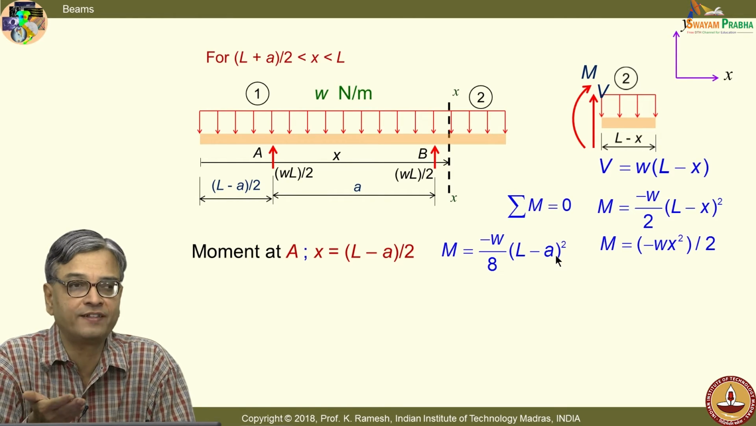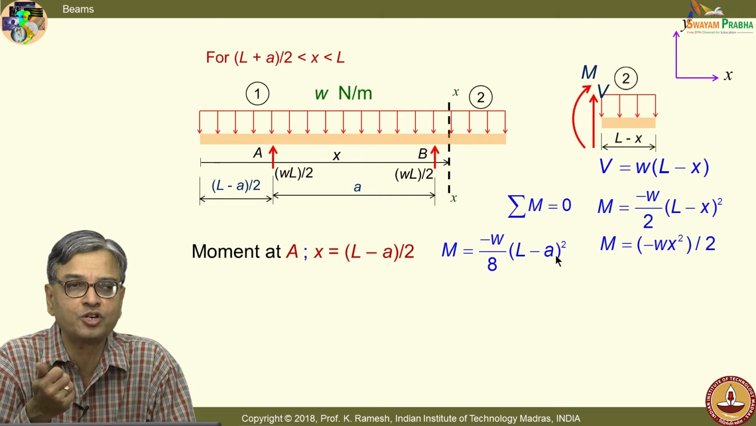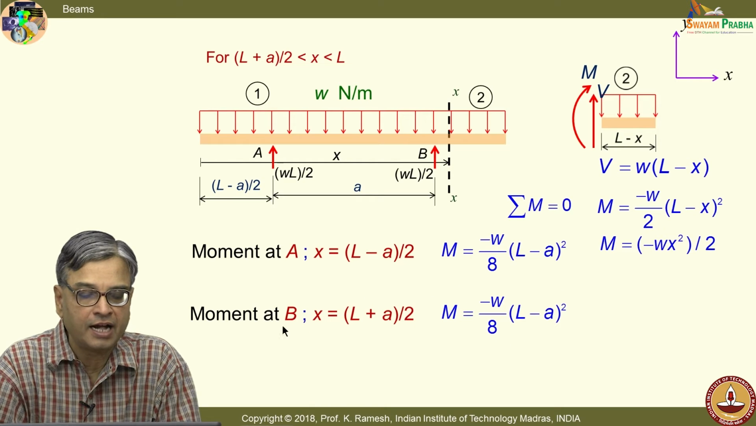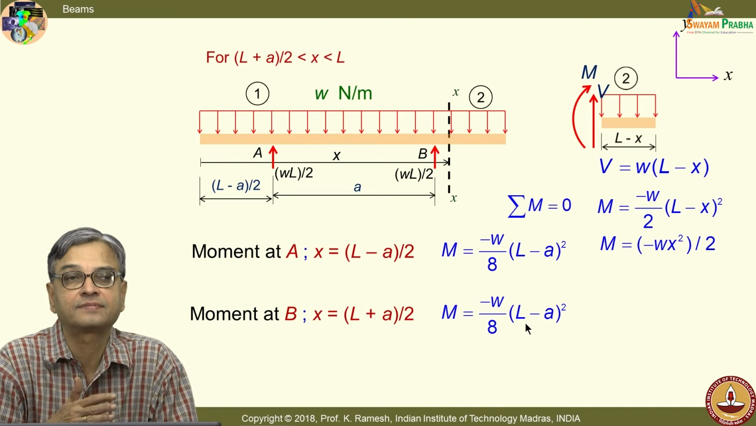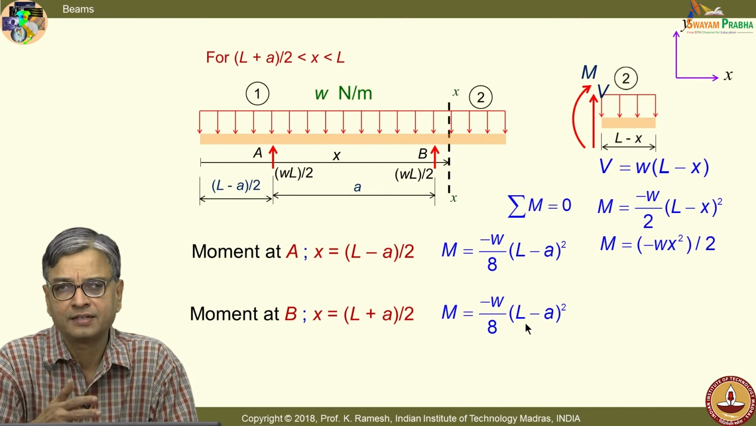You have the generic expression at mid span, x equal to L by 2. So, substitute x equal to L by 2 and calculate the value of the bending moment at mid span. Before I do that, I find out the moment at B, where x is defined as x equal to (L plus A) divided by 2, and because of symmetry I get an identical answer. I get an identical answer at A and B, that is what you anticipate.